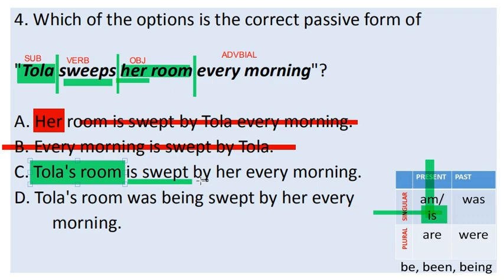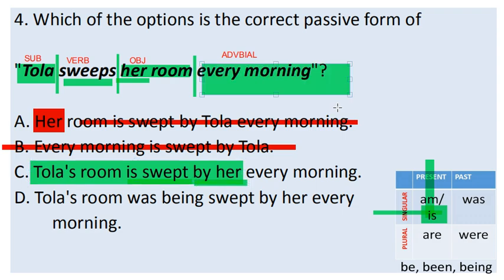After this, we introduce our preposition by. Then, after the preposition, we're supposed to put Tola so that we have by Tola. But then, we can't repeat Tola again because we have mentioned a real name at the beginning. So, we use the pronoun her. So, it becomes Tola's room is swept by her. Then we add the adverbial every morning. Tola's room is swept by her every morning.